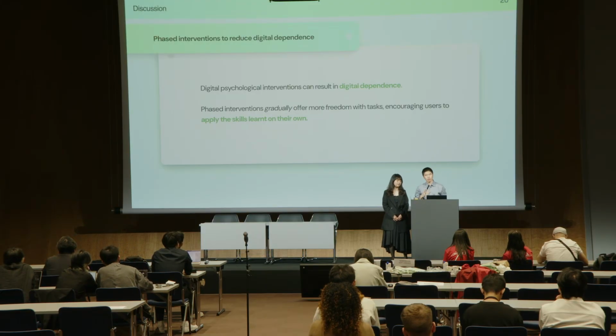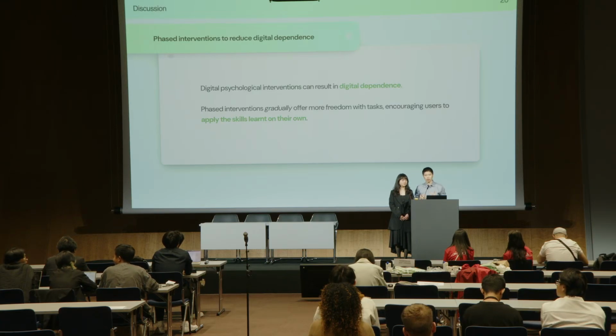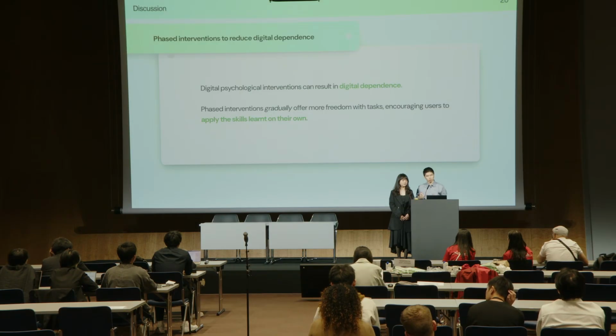Secondly, a highly structured digital intervention with lots of prompts can make tasks easier to complete, but can also cause digital dependence. Instead of designing a system for users to use constantly, shouldn't the system help users apply the skills on their own? Thus, we found that in a phased design, users will gradually gain more freedom with how they complete tasks, encouraging them to apply these skills on their own, which is essential for transfer to real life and reducing dependency.